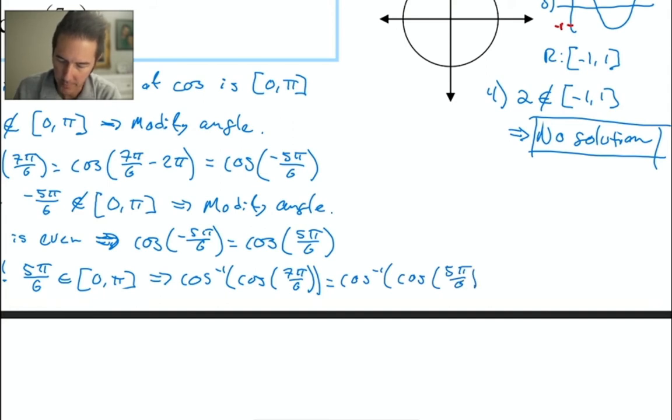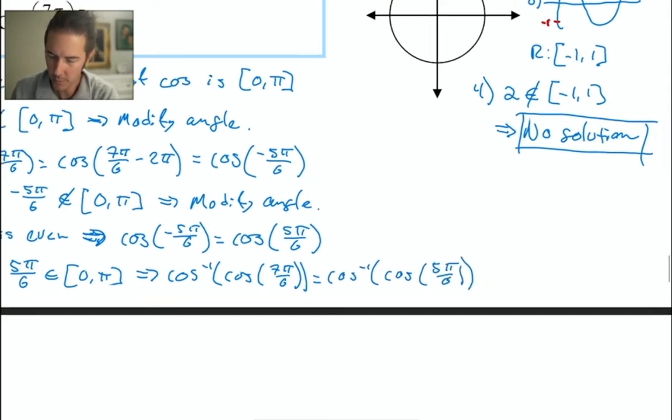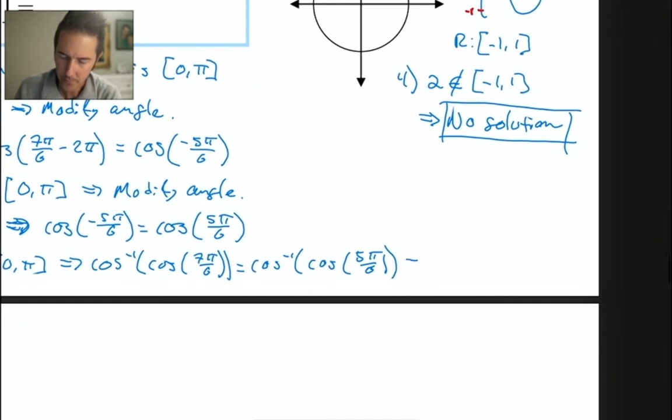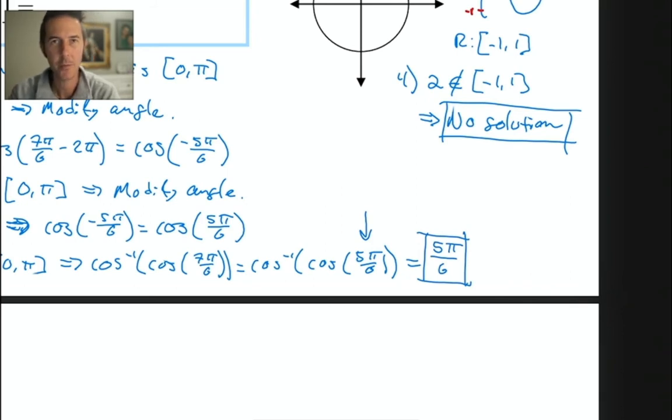And you could verify that for yourself. Draw a couple of diagrams, speed quiz style. And since 5 pi over 6 is in the domain of the restricted cosine function, the inverse cosine and the cosine can cancel out, leaving us just with our x value, or you can think of it as a theta value, our input value, and that becomes our answer.